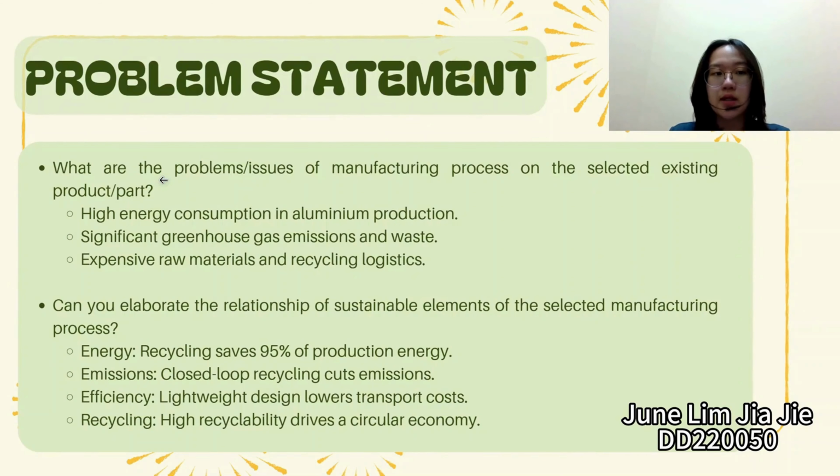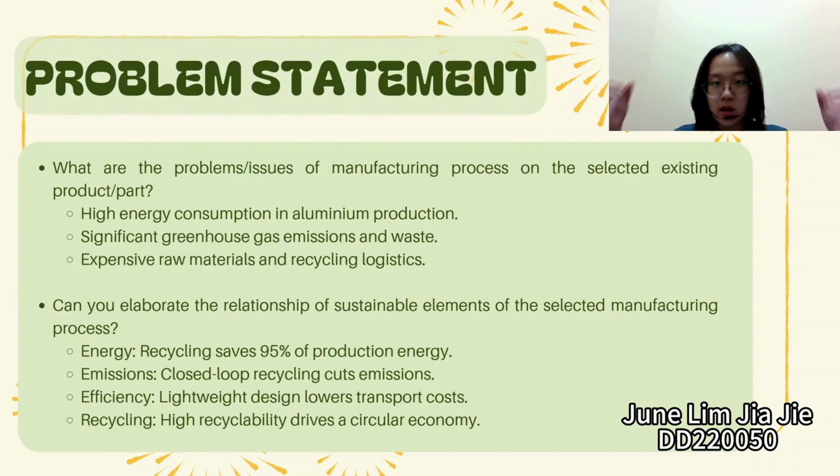I'll be presenting the problem statement. The first problem statement is: what are the problems or issues of the manufacturing process on the selected existing product or parts? The product selected is an aluminum can, and the current issues are high energy consumption in aluminum production, significant greenhouse gas emission and waste, expensive raw materials, and recycling logistics. In this project, our aim is to propose a manufacturing process that can produce aluminum cans that avoid these issues.